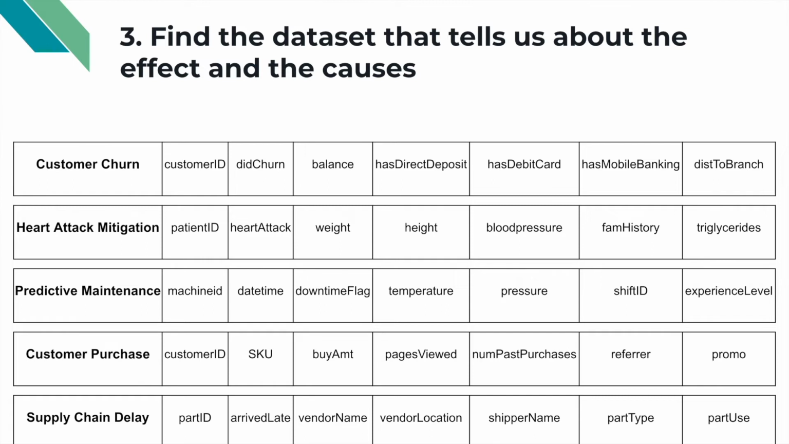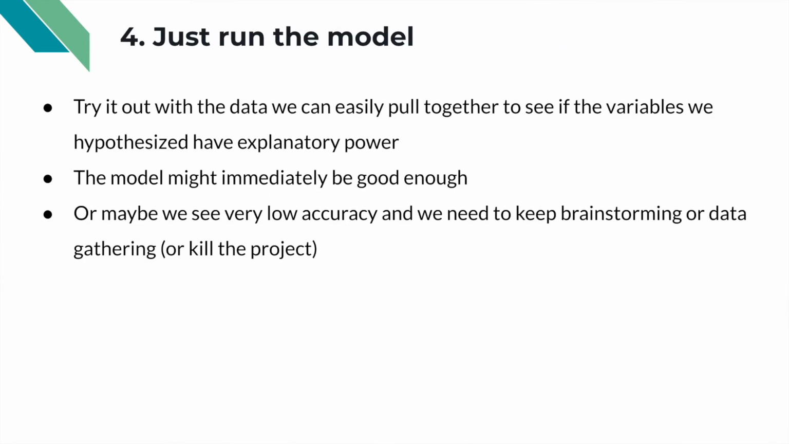to branch. In the heart attack mitigation example, where we want to algorithmically detect disease before it happens, we have patient ID, whether they had a heart attack, and then the weight, the height, the blood pressure, the family history, their triglyceride levels, and all the other things in their blood panel that we can then use to make the prediction.